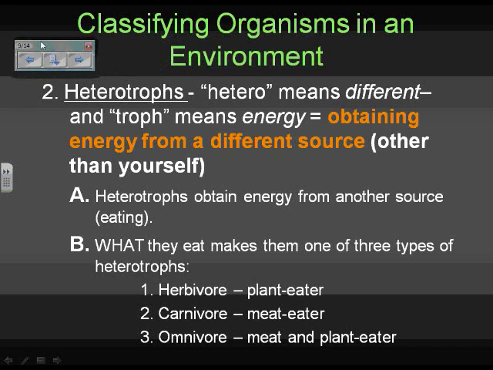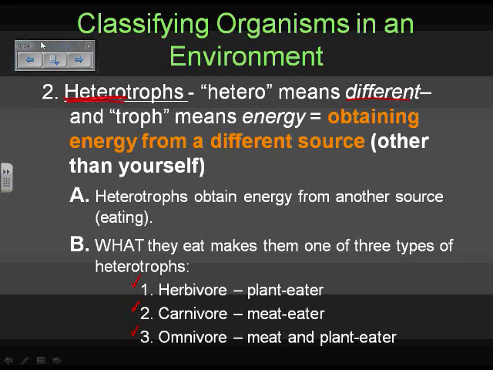We can also group heterotrophs. A heterotroph is going to be hetero, just like we use the word heterosexual, meaning that your interest is in the opposite sex, all right? Hetero meaning different, right? So you get your energy from something different. You're not getting it from yourself by making it yourself. You're obtaining it from a different source, all right? So they're basically going to be organisms that eat.